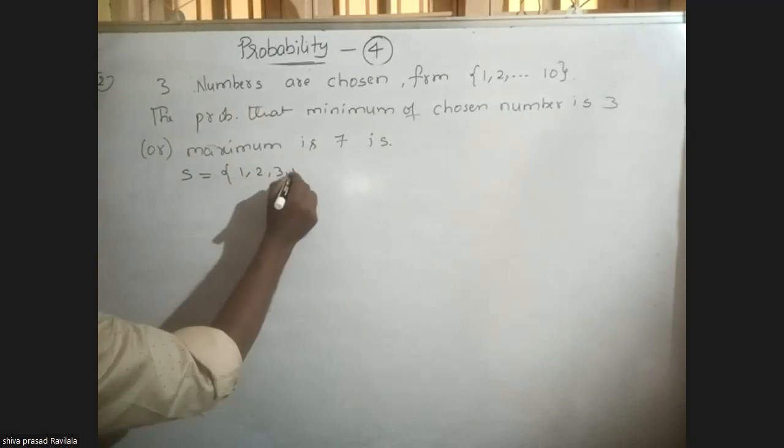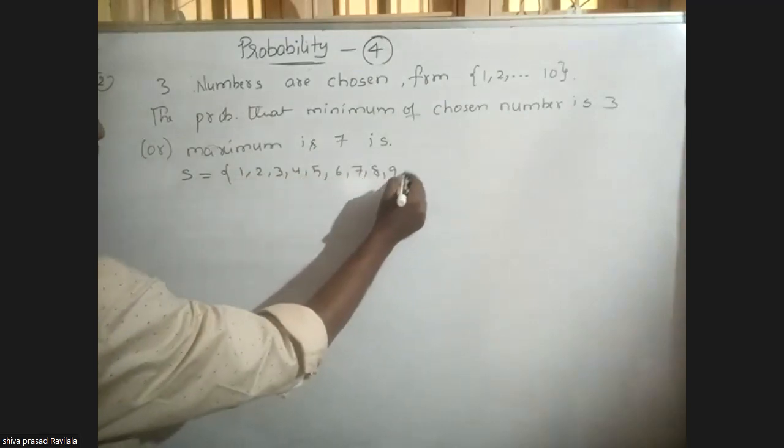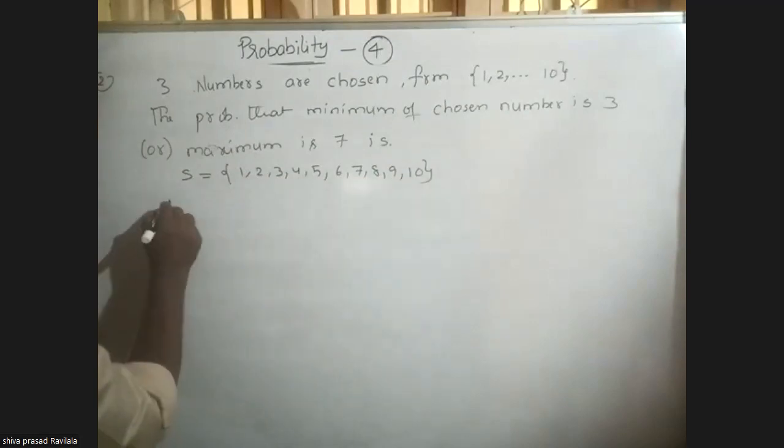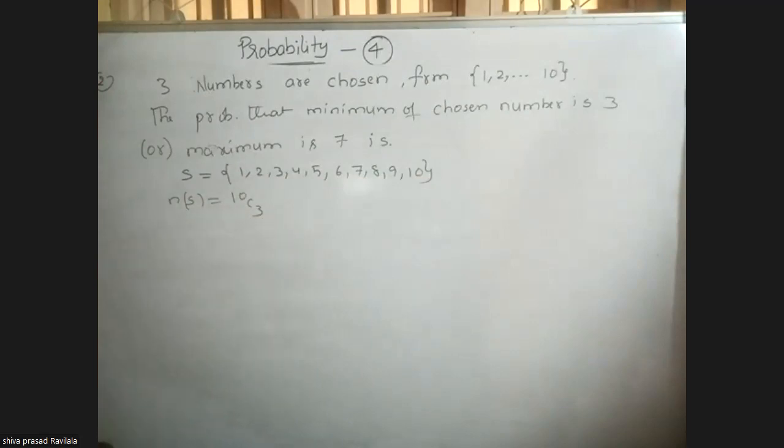1, 2, 3, 4, 5, 6, 7, 8, 9, 10. Both are the same or not? N of S is equal to, you take three numbers out of these 10, in 10C3 ways. And the next one: the probability that the minimum chosen number is 3. Minimum chosen number is 3.